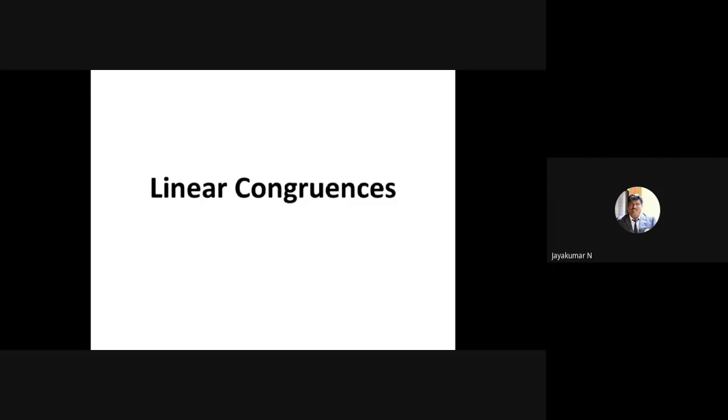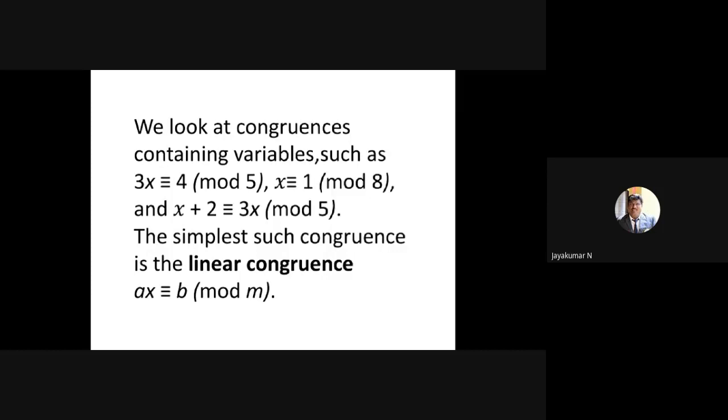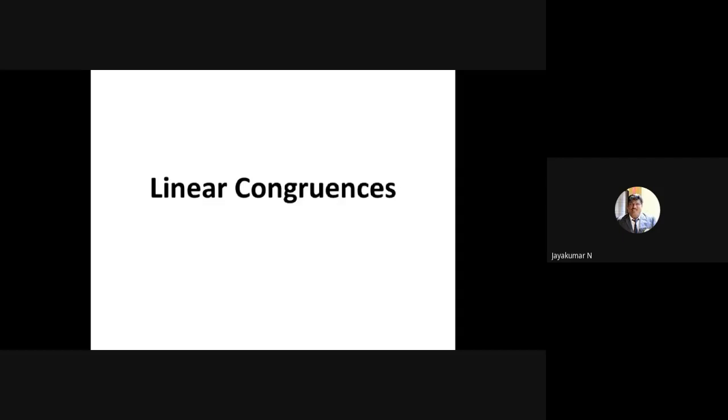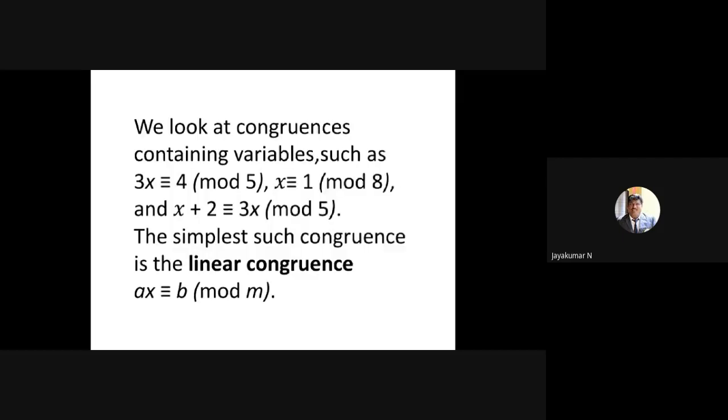So just recapping the linear congruences. The examples for linear congruences: 3x congruent to 4 mod 5, x congruent to 1 mod 8, and x plus 2 congruent to 3x mod. So the simplest such congruence is the linear congruence. The form of the linear congruence is ax congruent to b mod m.